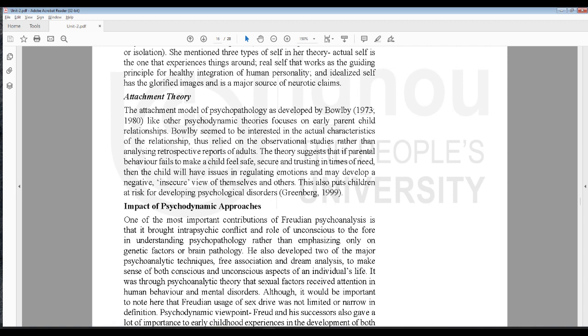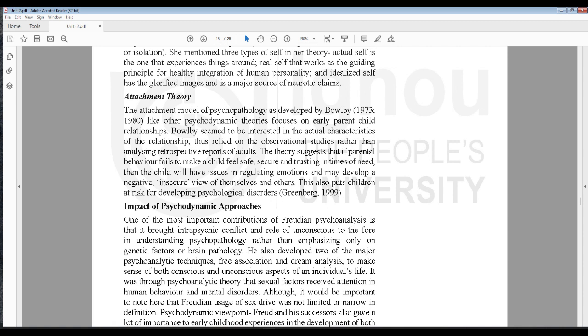He also developed two of the major psychoanalytic techniques, free association and dream analysis, to make sense of both conscious and unconscious aspects of an individual's life. It was through psychoanalytic theory that sexual factors received attention in human behavior and mental disorders. Although, it would be important to note here that Freudian usage of sex drive was not limited or narrow in definition.